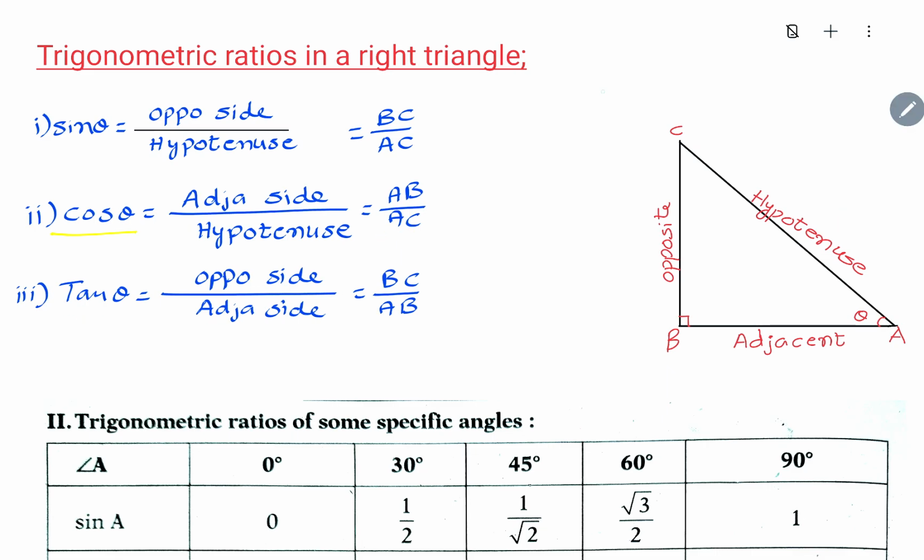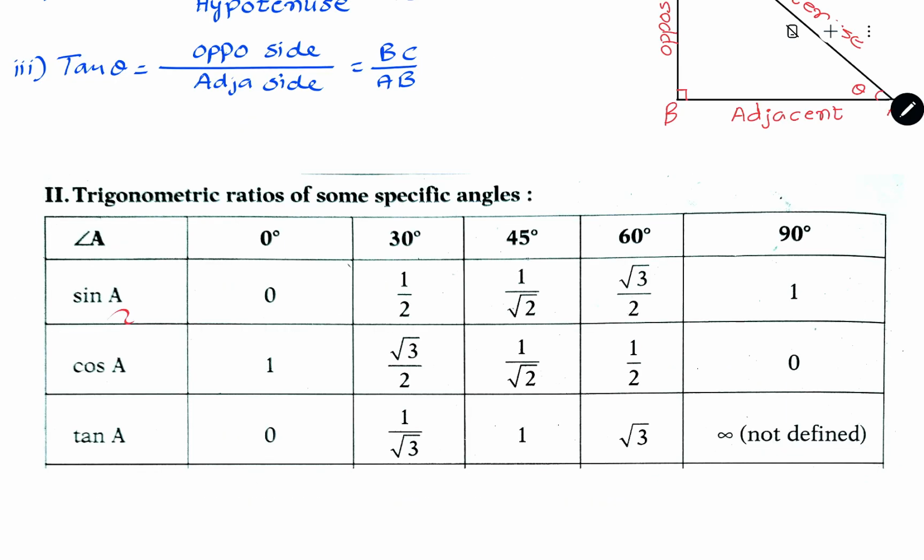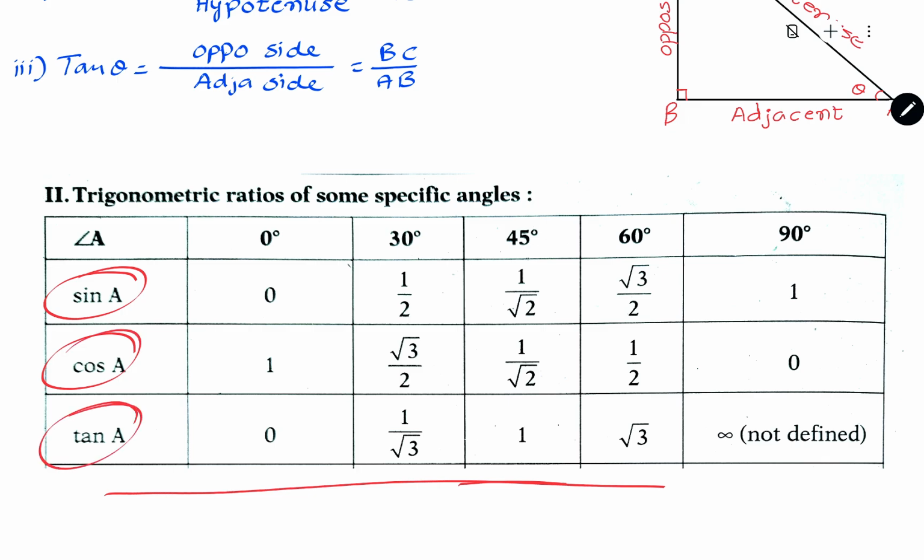Now tan theta. Tan theta is equal to opposite side by adjacent side. Here opposite side is BC and adjacent side is AB. To solve the problems, these three ratios are enough. Now we will discuss trigonometric ratios of some angles. Sin 0 is equal to 0. Like this, we have to remember this table to solve the problems. Here also sin, cos, tan. These three ratios are enough to solve all the problems in this application of trigonometry.